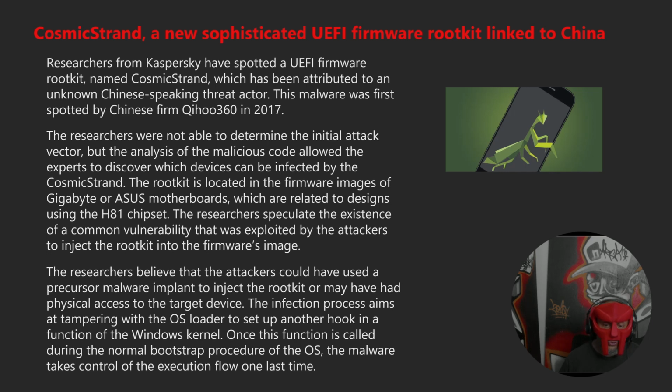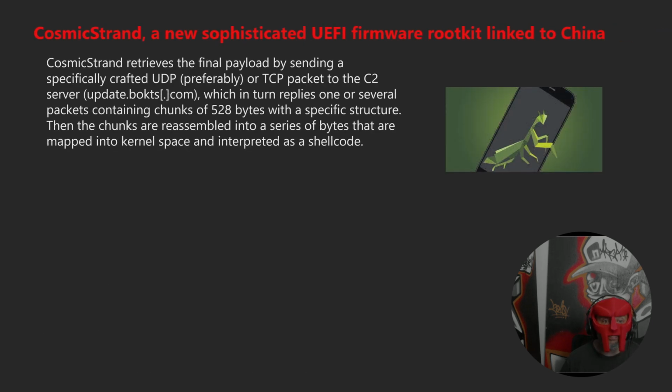Researchers believe that the attackers could have used a precursor malware implant to inject the rootkit, or may have had physical access to the target device. The infection process aims at tampering with the OS loader to set up another hook in a function of the Windows kernel. Once this function is called during the normal bootstrap procedure of the OS, the malware takes control of the execution flow one last time.